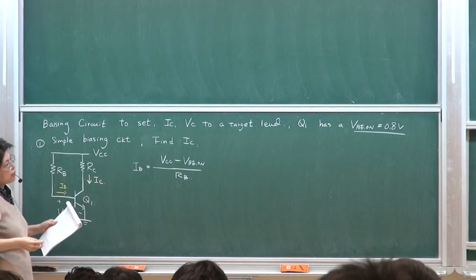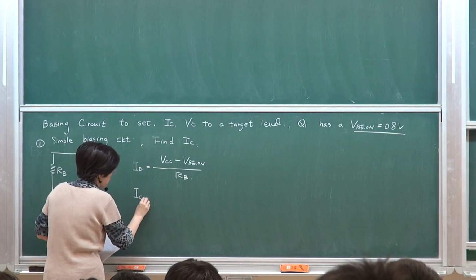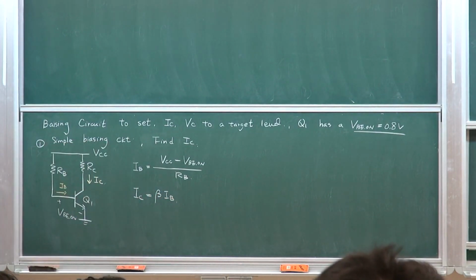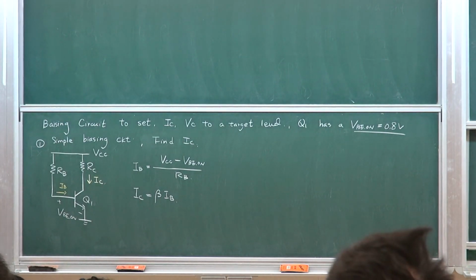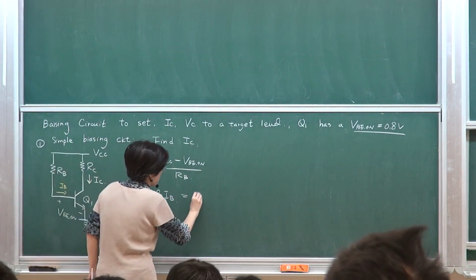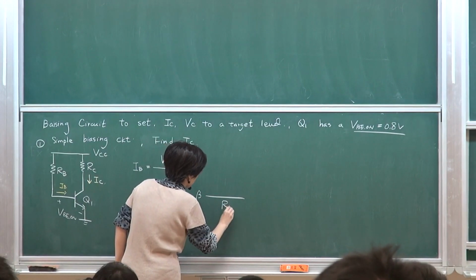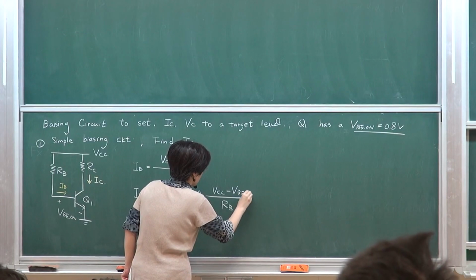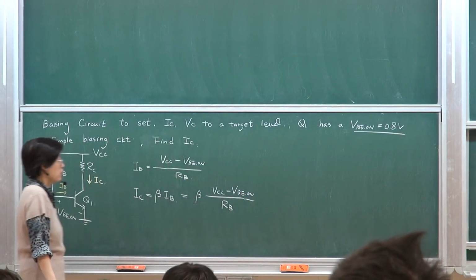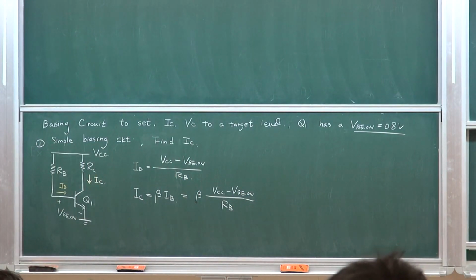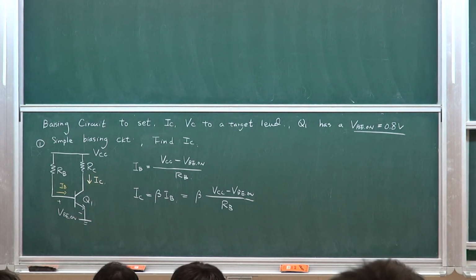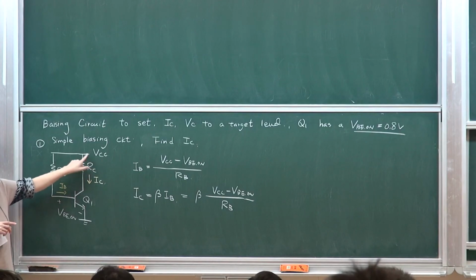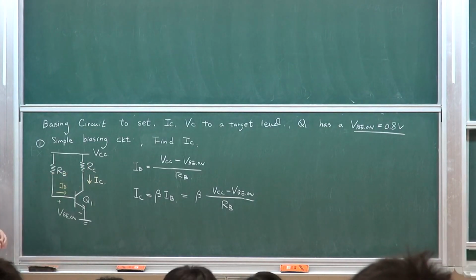And then what is my collector current? My collector current will then be beta times IB. So this will simply, if you want to write it down, be beta times the voltage minus VBEon over RB. But of course, in this design, you want to make sure that in picking RB and RC, this resistance is not very high.